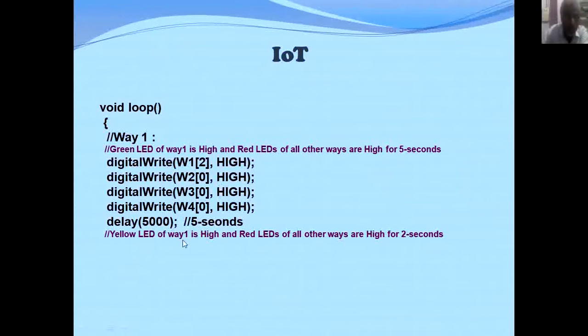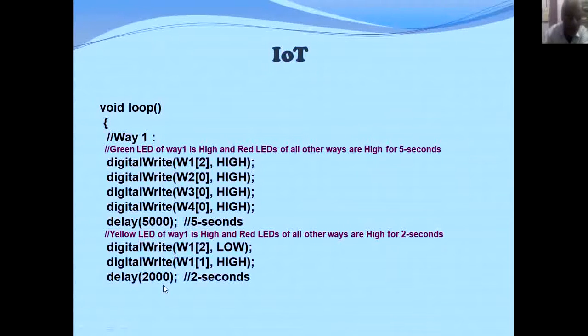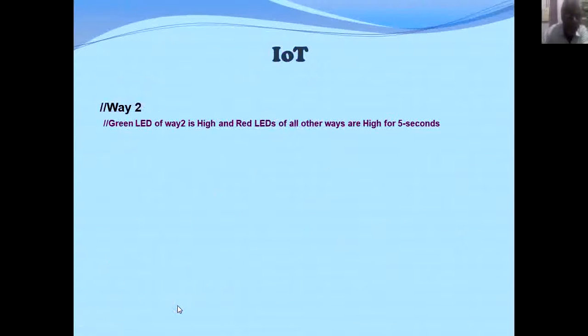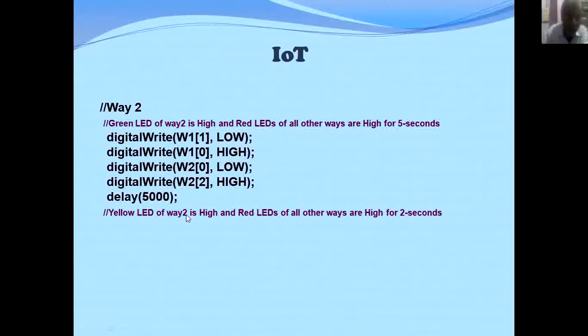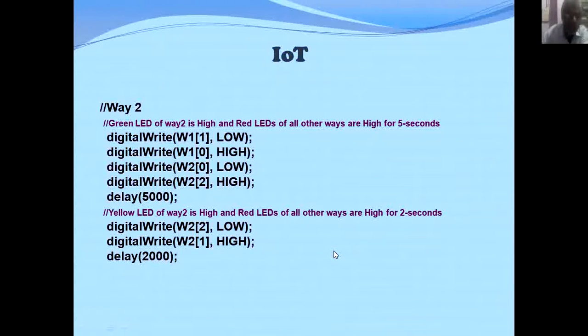Then the yellow LED of way 1 is high and the red LEDs of all other ways are high for 2 seconds. For this I have used delay(2000), and the same is done for each way. For way 2, again the green LED of way 2 is high and the red LEDs of all other ways are high for 5 seconds. The yellow LED of way 2 is high and the red LEDs of all other ways or routes are high for 2 seconds. So this is the code for way 2.